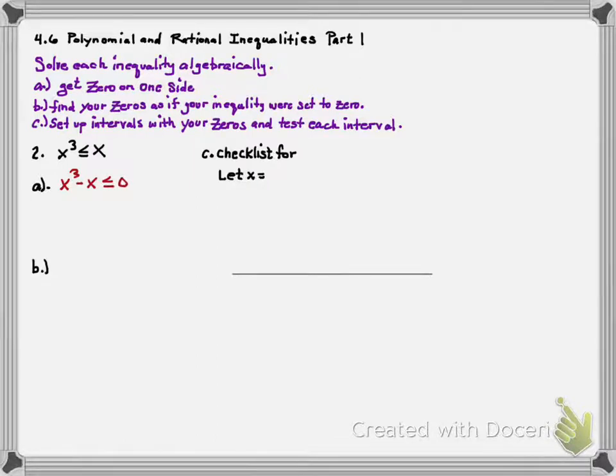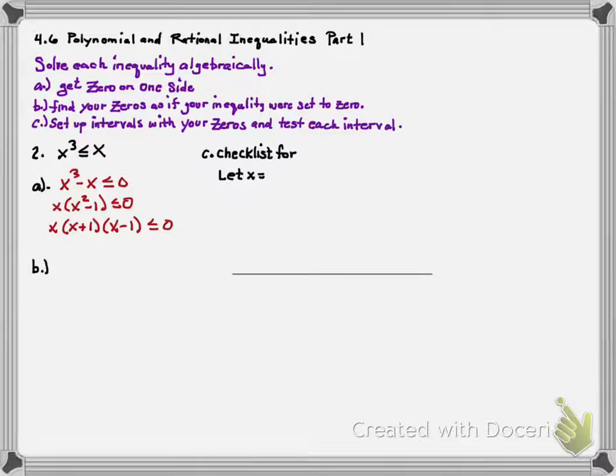And what we're going to do is help find our zeros. We'll just factor this. So let's factor out an x. And if I do that, it's x times x squared minus 1, which is less than or equal to 0. And then I could factor the x squared minus 1 one more time, because that's a difference of perfect squares, right? And when I do that, I get this right here.